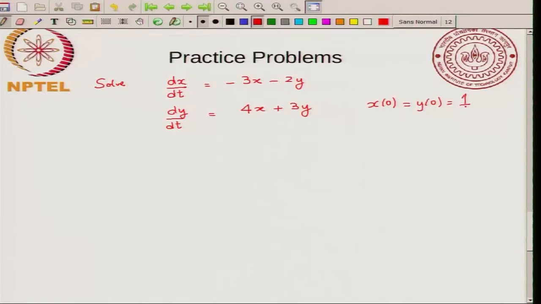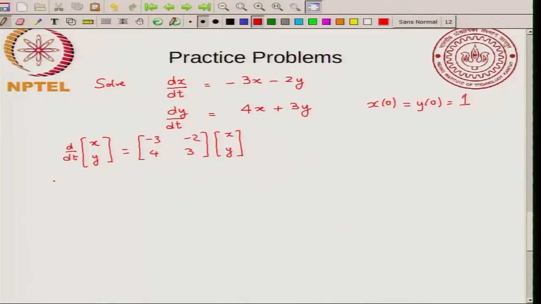So, here since I have two differential equations, I need two initial conditions, x 0 equal to 1 and y 0 equal to 1. So, these are the two initial conditions. So, when you finally solve this equation, you will have no undetermined constants. Okay. So, now what you could do is I can immediately write this in matrix form. So, I write d by dt of this matrix x y is equal to minus 3 minus 2 4 3 times x y. Okay, so it's a set of linear equations with constant coefficients. So then what I'll do is solve for the eigenvalues and eigenvectors of this matrix.